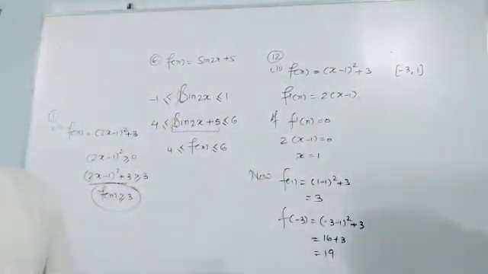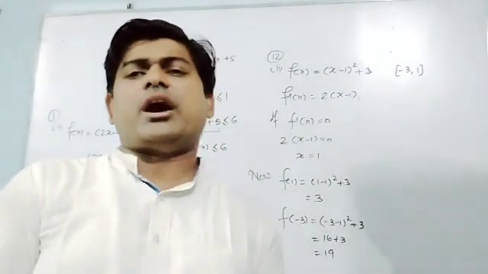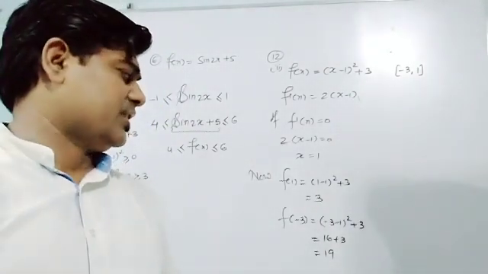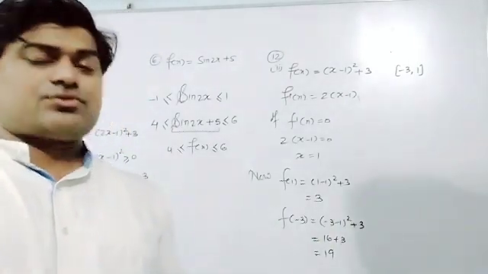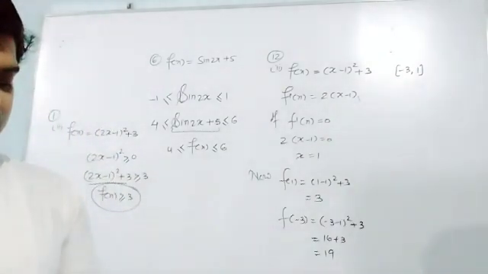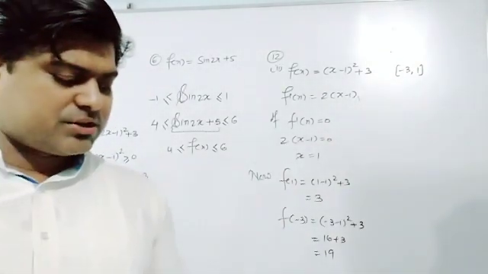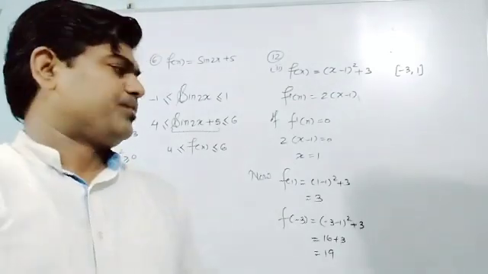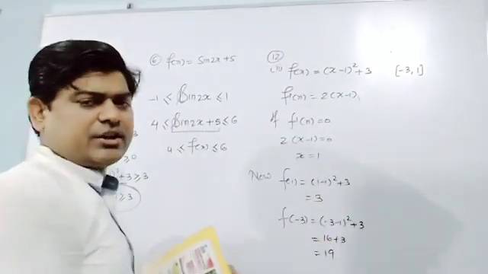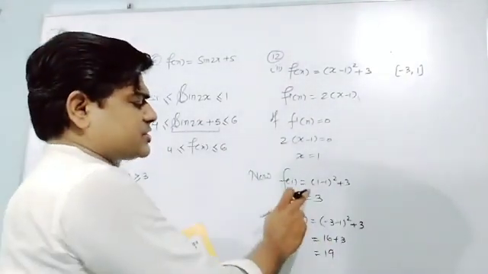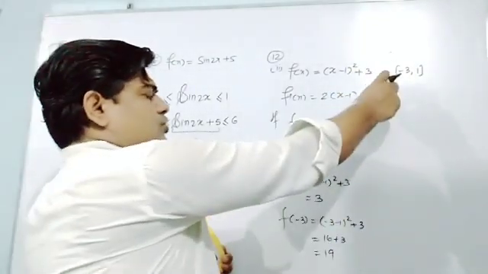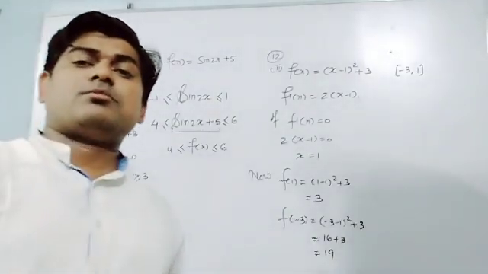Now easily you can identify that f(1) is equal to 3 and f(minus 3) is 19. So which one is the maximum and which one is the minimum? I don't think it is very difficult for you to know. So here I can say the absolute maximum value of this function is 19 and the absolute minimum value of this function is 3. It is absolute maximum when x is equal to minus 3 and it is absolute minimum when x is equal to 1.